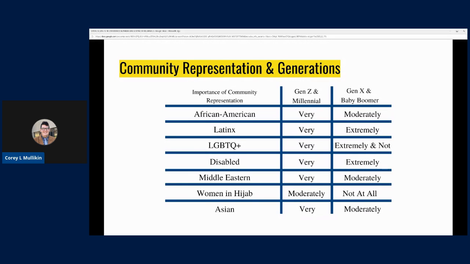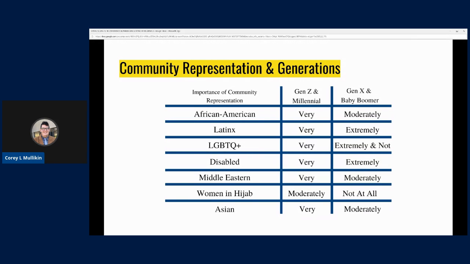Now, when I look at Baby Boomer and Gen X, I see something very interesting. It's both extremely important and not important at all. My results were nearly 50-50 on the ends. But for the disabled community, it was extremely important. Middle Eastern, not so important. And it's not at all important for women in hijabs to be represented. And only moderate for Asian. There's a lot of important stuff to see here.